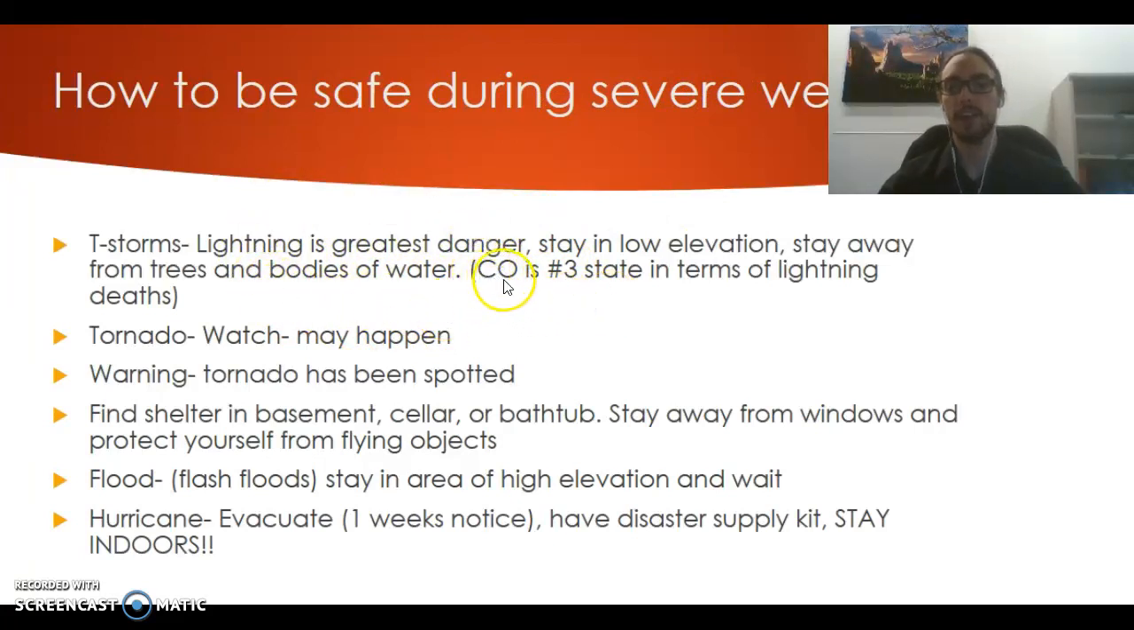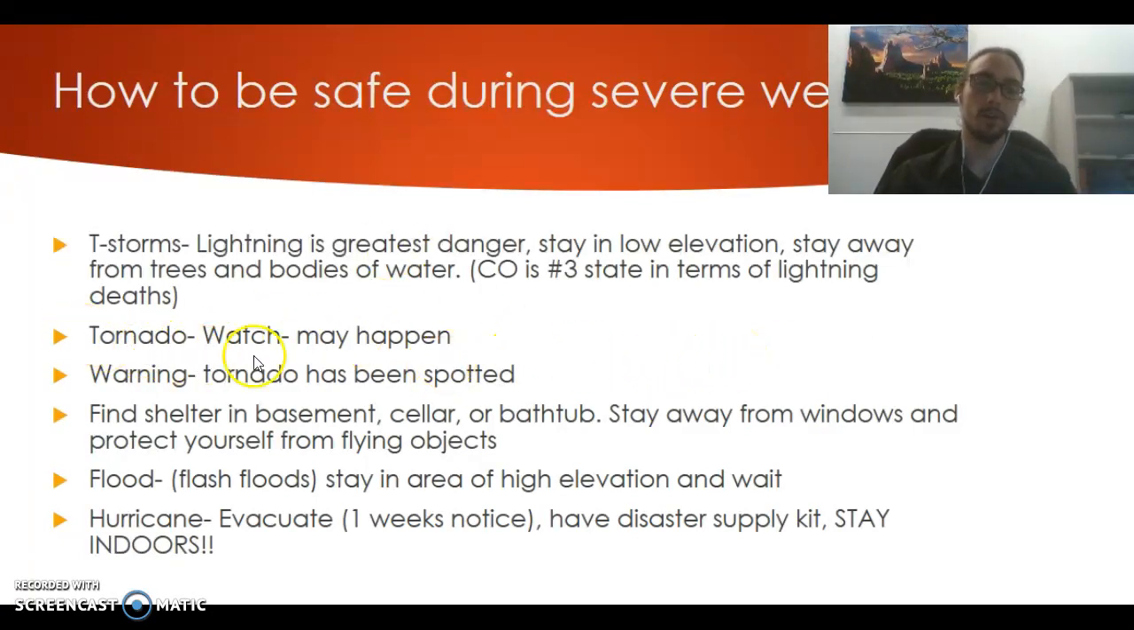So fun fact, Colorado is the number three state in terms of lightning deaths. And that's because people don't pay attention to the signs. They climb up a mountain, they see a storm coming, they think that they're going to be safe, they get stuck on that mountain, they're really high up, they're the only electrical source on that mountaintop. So what's going to happen is you're going to be that conductor for the electricity and it's going to fry you up. So make sure you stay in low elevations when there's a thunderstorm and don't get caught on a mountain.